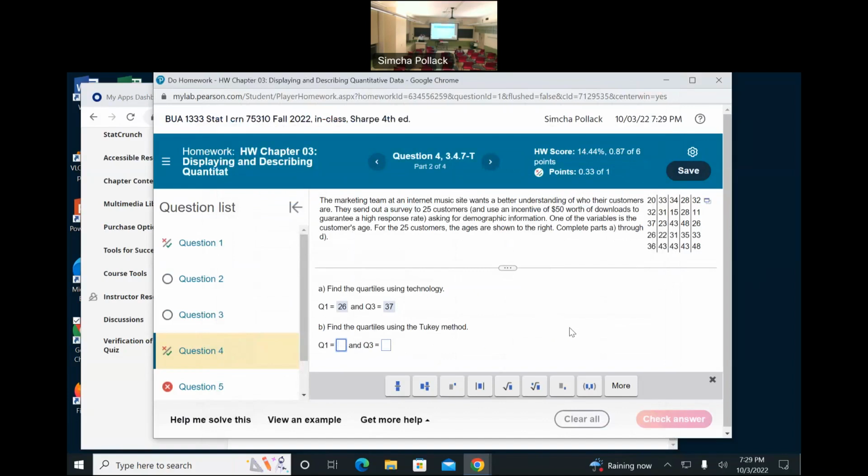So what the Tukey method is, again, it's unfortunate you have to learn it for the homework and for the test, but I wouldn't say it's so important. If you recall, the first quartile is the first quarter and the third quartile is the third. So you take the data, you break it in half. Okay, you break it into two halves.